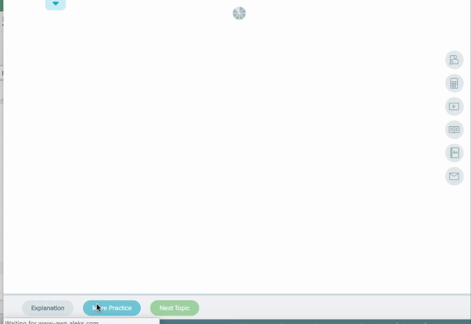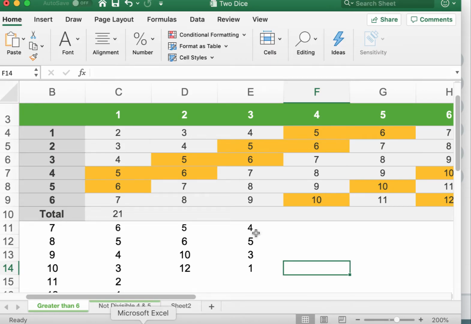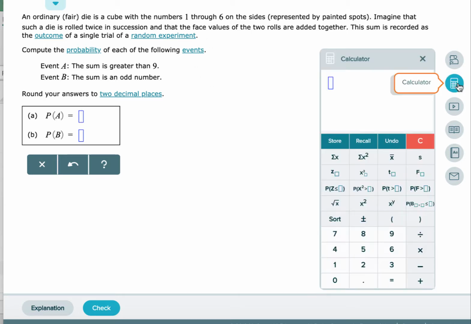Let's do one more. All right, so here we have that the sum is greater than 9 for event A, and that the sum is an odd number for event B. So let's take a look at our Excel spreadsheet and see those values that are greater than 9. Greater than 9 are going to be 10, 11, and 12. So we have 3 tens, 2 elevens, which make 5, and then the 12 makes 6. So 6 out of 36 are going to be greater than 9, which is 0.17.